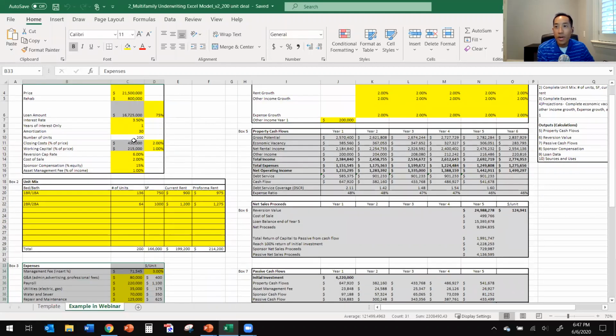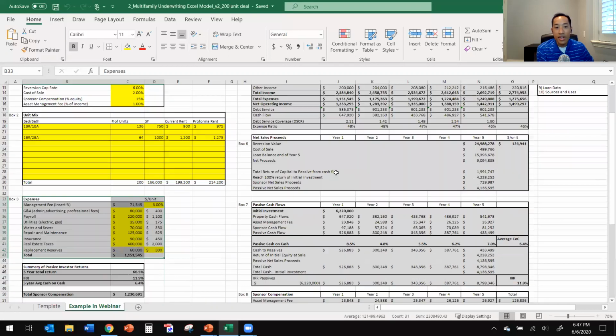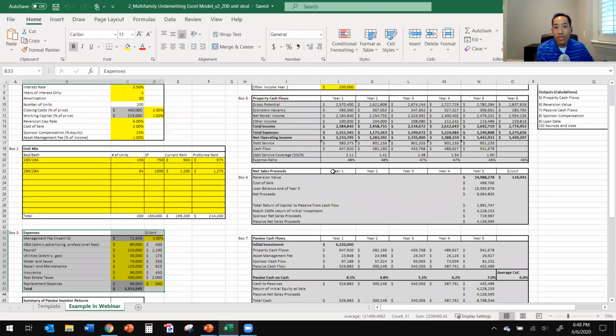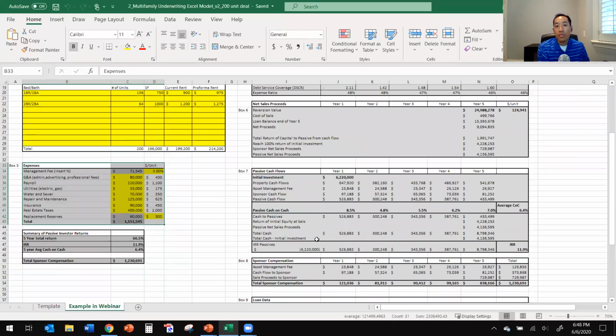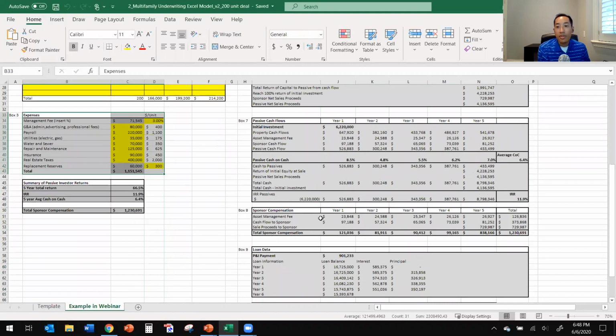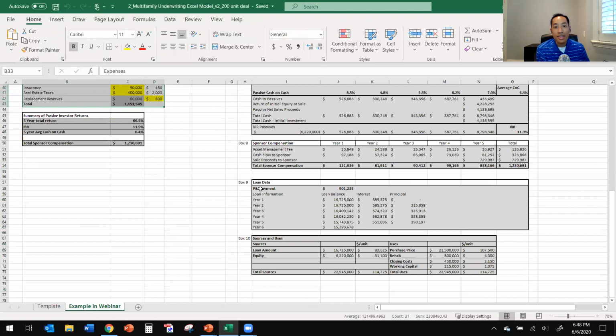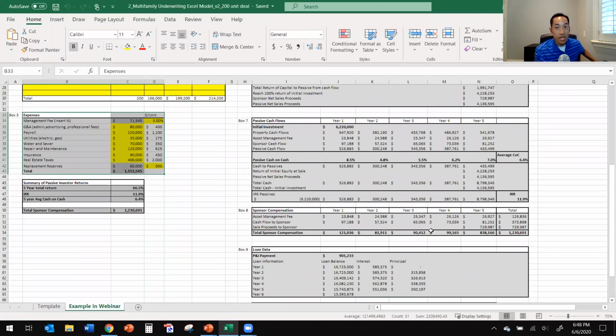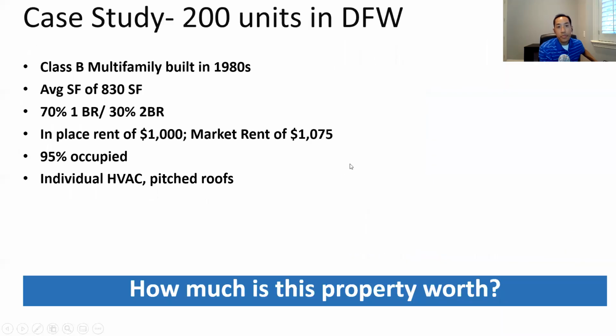So the first four boxes are your inputs. Boxes 5 through 10 are your outputs. Based on the information you put in the four boxes, what is the cash flow of the property? What's it going to sell for? What's your passive cash flow to your limited partners? How much do you make as a sponsor? And then getting into the loan data, and sources and uses as you put the deal together. So let's just jump in here to this deal.